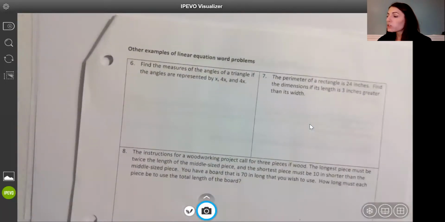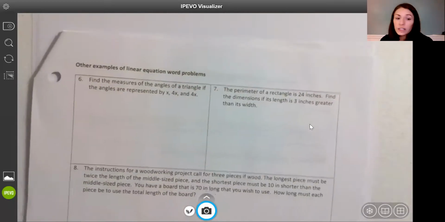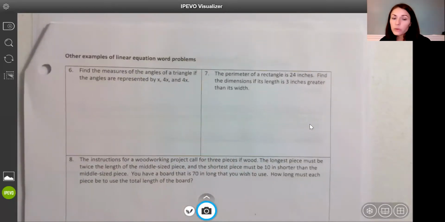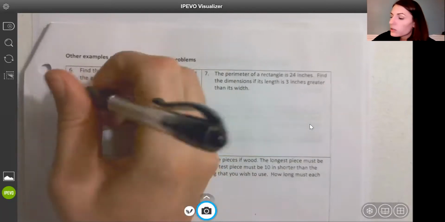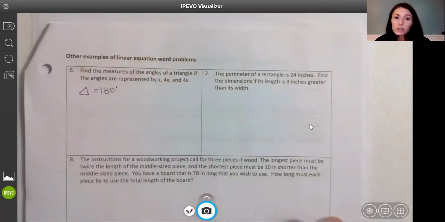So measure of angles within a triangle, perimeter of rectangles, so some stuff that we've seen before. In our triangle, something we should know is that a triangle always totals 180 degrees. So all of the angles inside my triangle total 180.